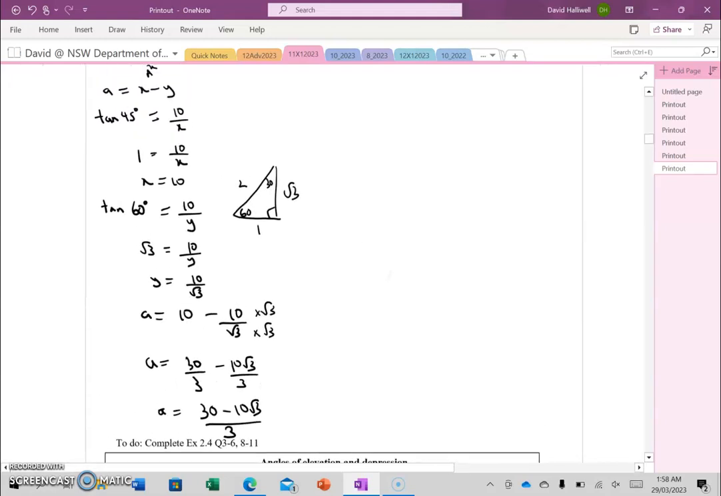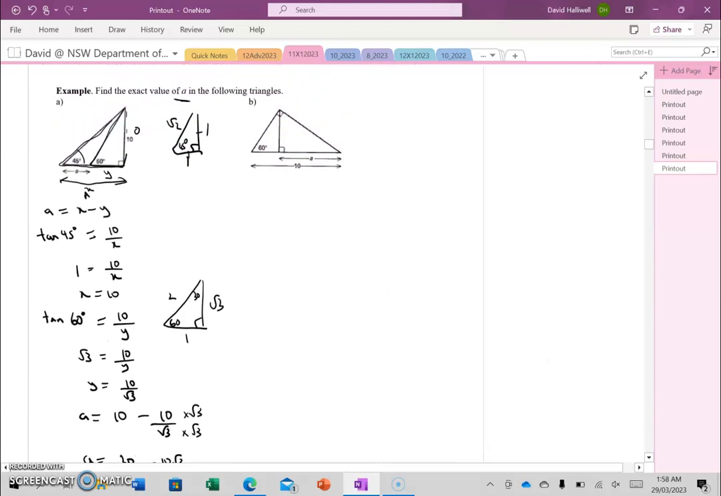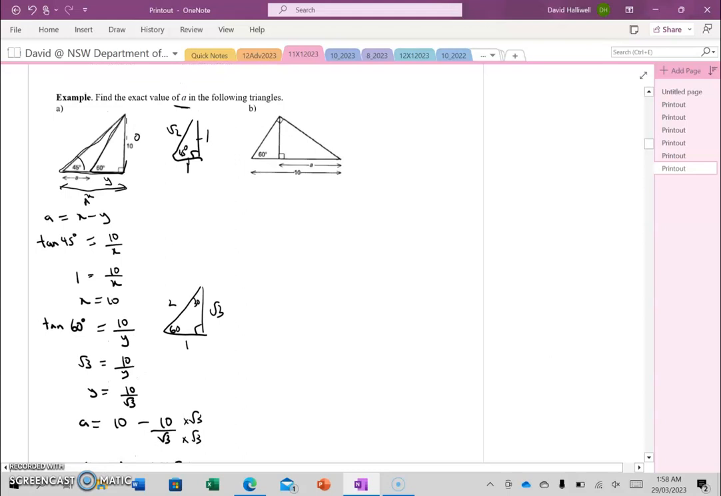Okay, we'll do another one. So this second question has two triangles again. Let's see what we've got. I know this side is 10 and I know that's 60 and I know there's a right angle there. I'll focus on that triangle first and maybe I'll use it to work out some information. I can use it to work out, say, this side here.